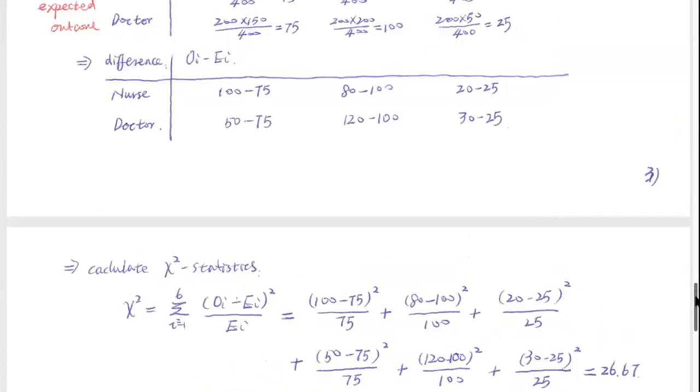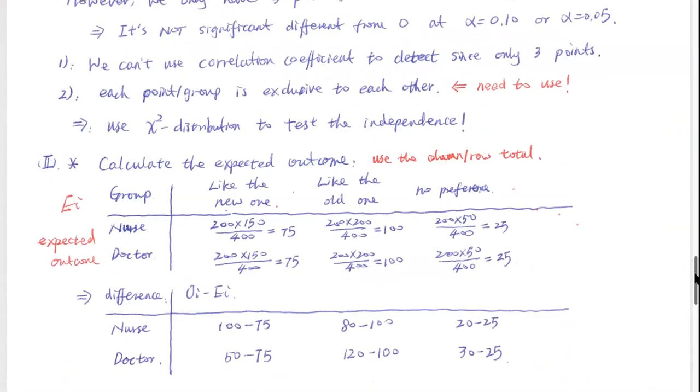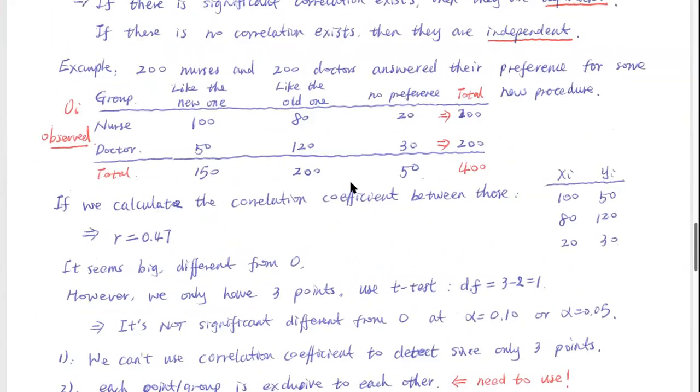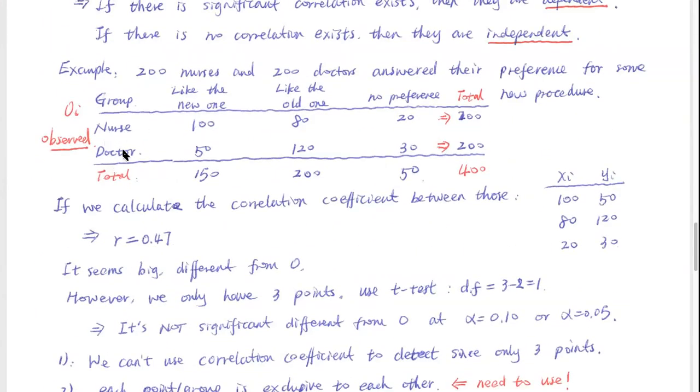So what's happening here is we have this table, nurses and doctors. That's the output from the data. This is the observed data. So we have these observed O_i values: O1, O2, O3, O4, O5, O6.